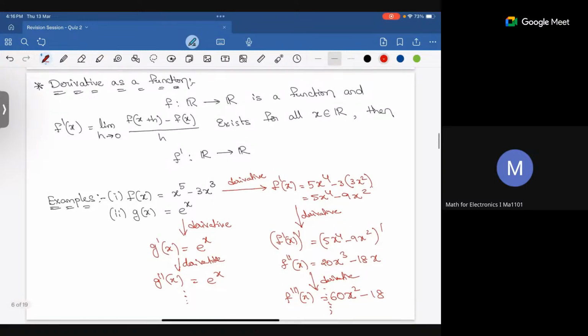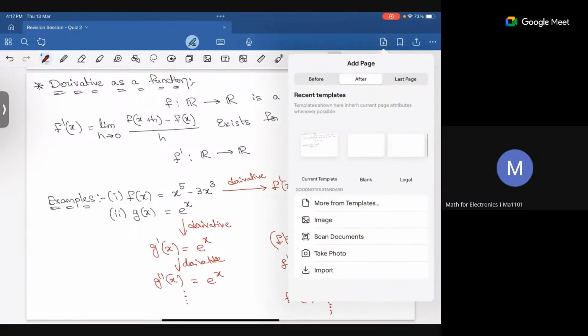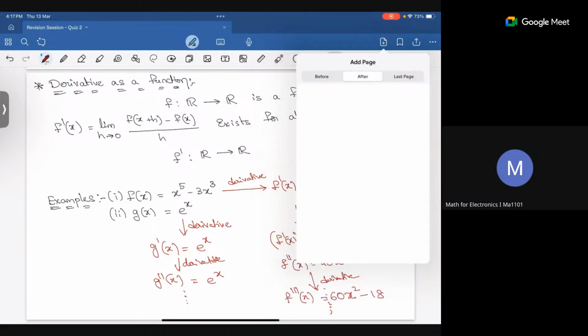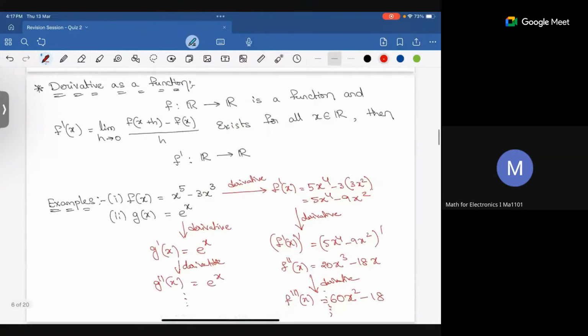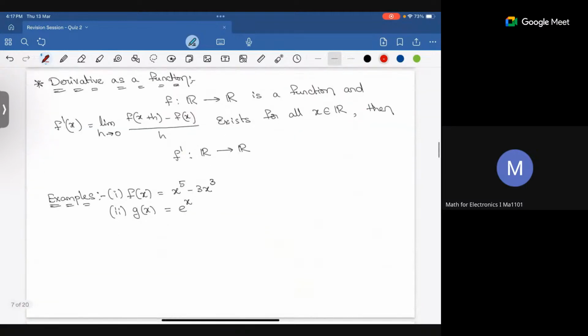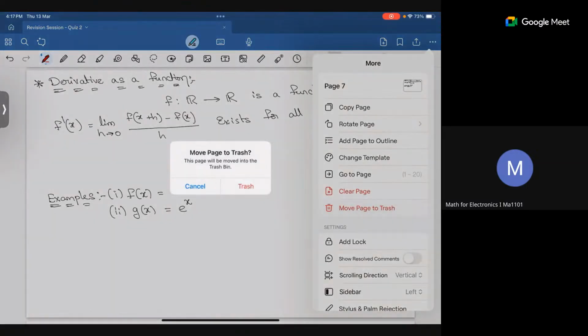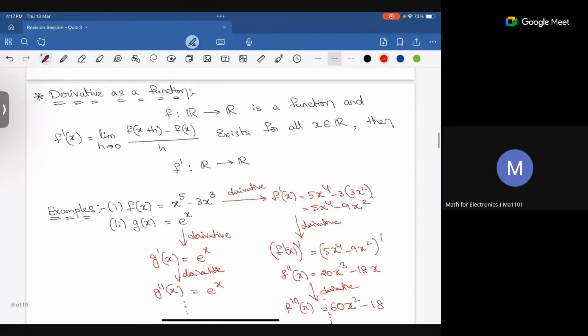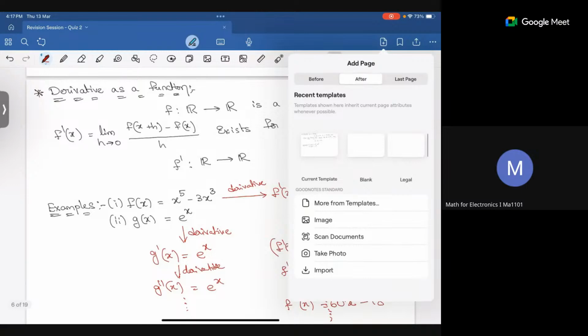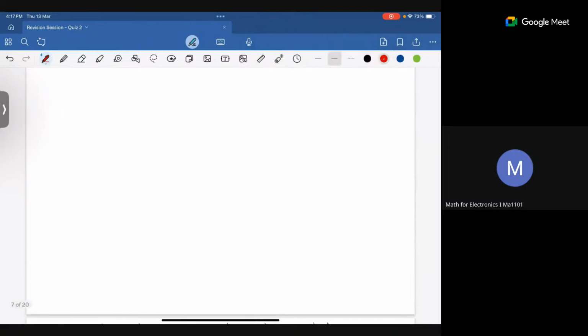But one thing I would like to mention here. Okay, just a second. Okay, so I think this is okay, right? So derivative as a function and higher order derivatives, I just discussed everything here.